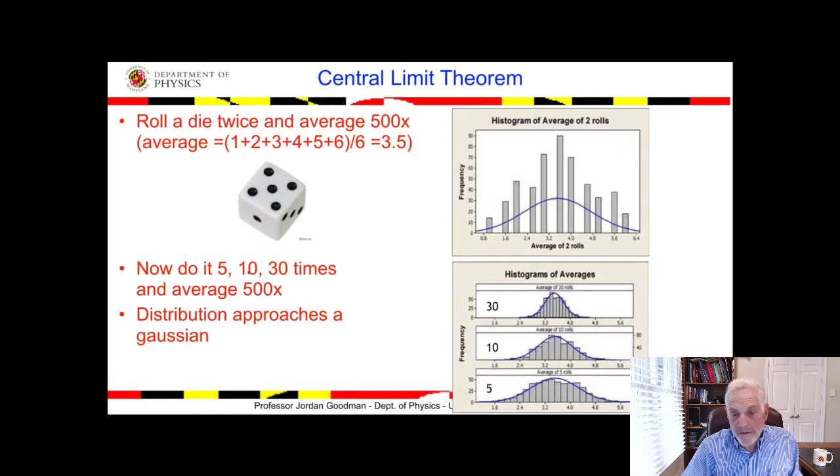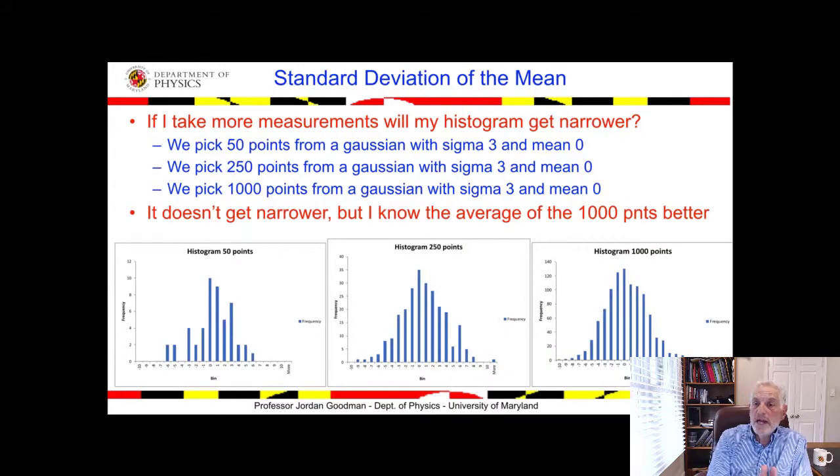10 rolls and average them together, and then do that 500 times, you get this plot, and here's 30 rolls, and you can see it really has a nice Gaussian shape. It approaches a Gaussian. So the question is, if I take more measurements, will my histogram get narrower? And it turns out the answer is no.